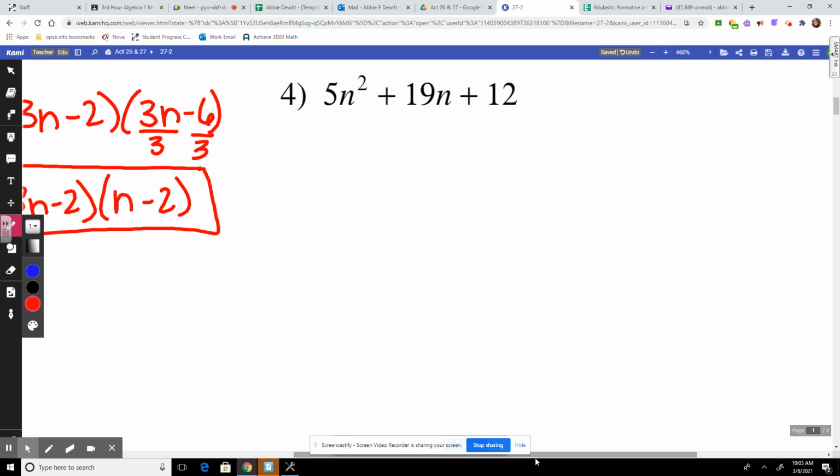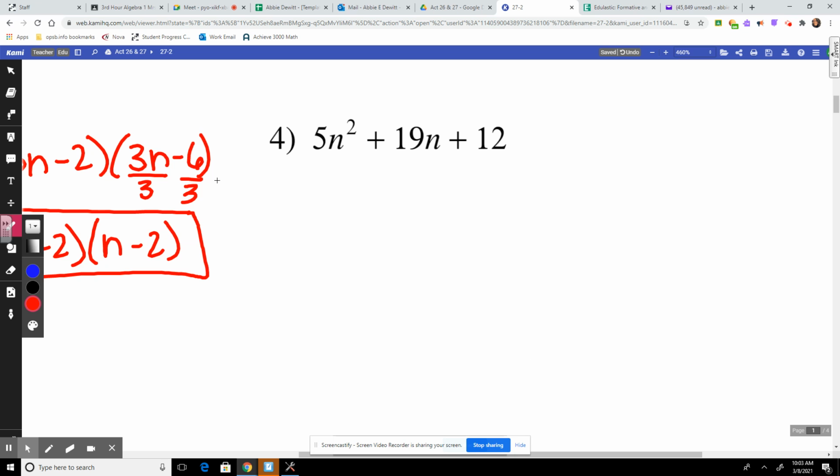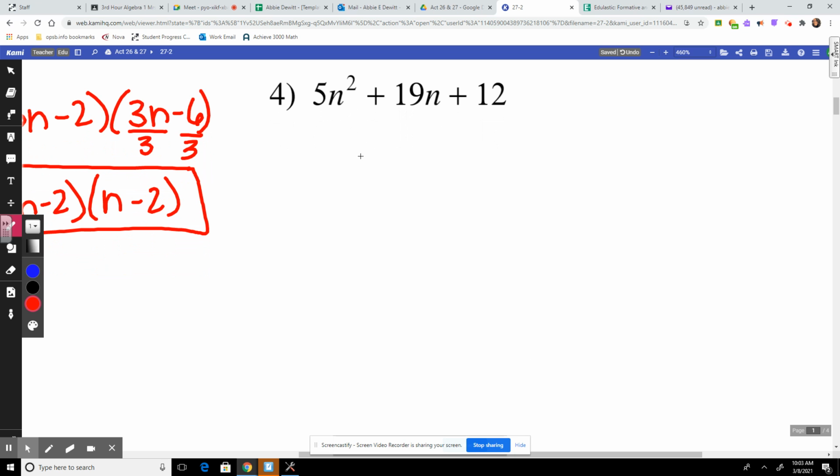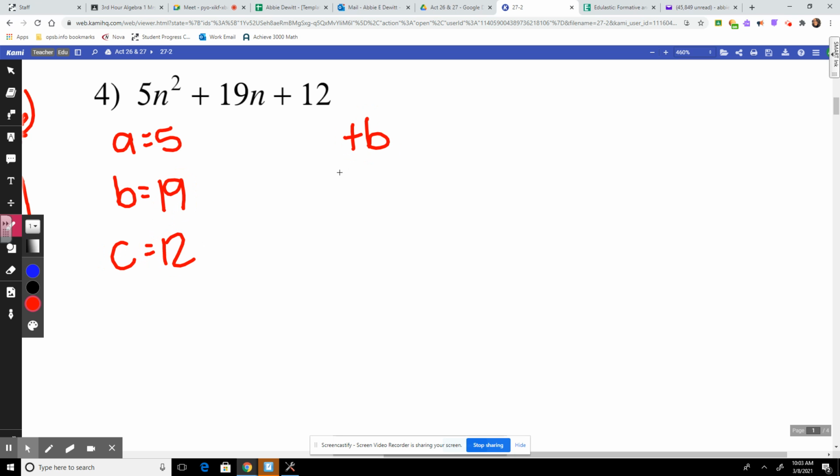All right, I'm going to do one more like this, then I'm going to do one more that has a GCF. All right, so number 4. Let me see if I can squeeze over here some more. I can. All right, number 4. A is 5, B is 19, and C is 12. So what two numbers add to 19 and multiply to A times C, which in this case, 5 times 12, is positive 60.